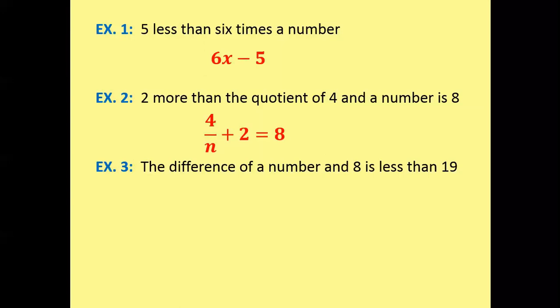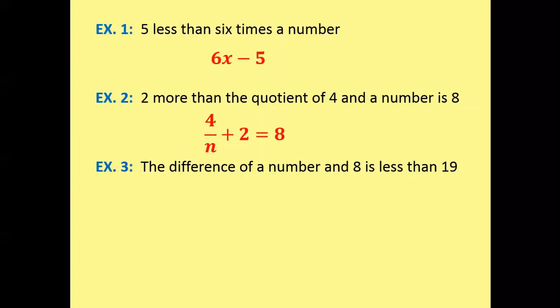And then it says "is 8." So the "is" is my equal sign. So "2 more than the quotient of 4 and a number" comes before the word "is," so I know that's on the left of my equal sign. And the only thing after the word "is" is the number 8, and so I know that goes on the right of the equal sign.